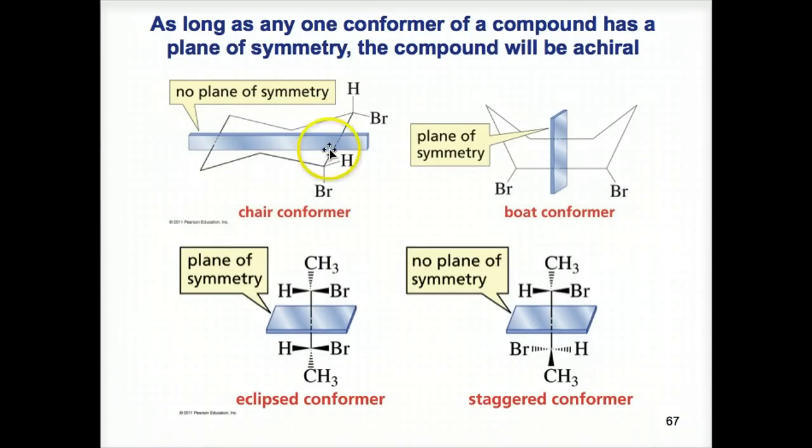Here, there is no plane of symmetry, so there's no possibility of a meso compound. Here we do have a plane of symmetry, and here we have no plane of symmetry illustrated in a staggered conformer. Here's an eclipsed conformer where there is a plane of symmetry that's drawn and shown here. Okay, that concludes our second part, Stereochemistry 3.